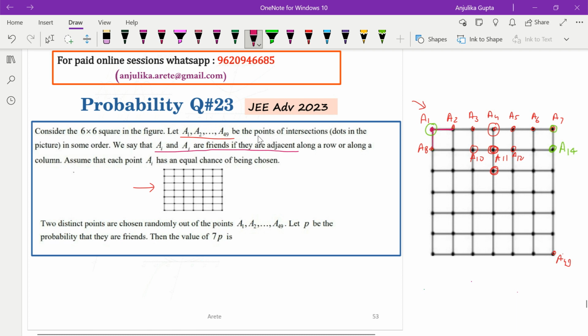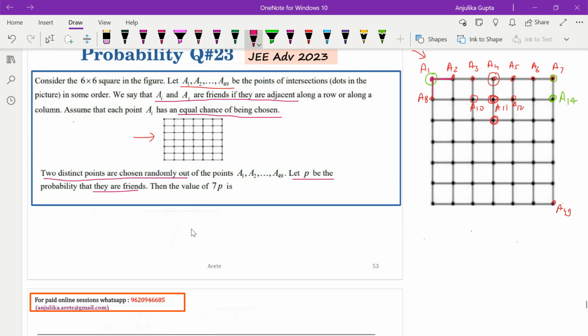Now let's look at the question. Two distinct points are chosen randomly out of all these points. Every point has an equal chance to be chosen. Now they are asking what is the probability that they are friends. Two randomly chosen points are friends. You want to find that probability.